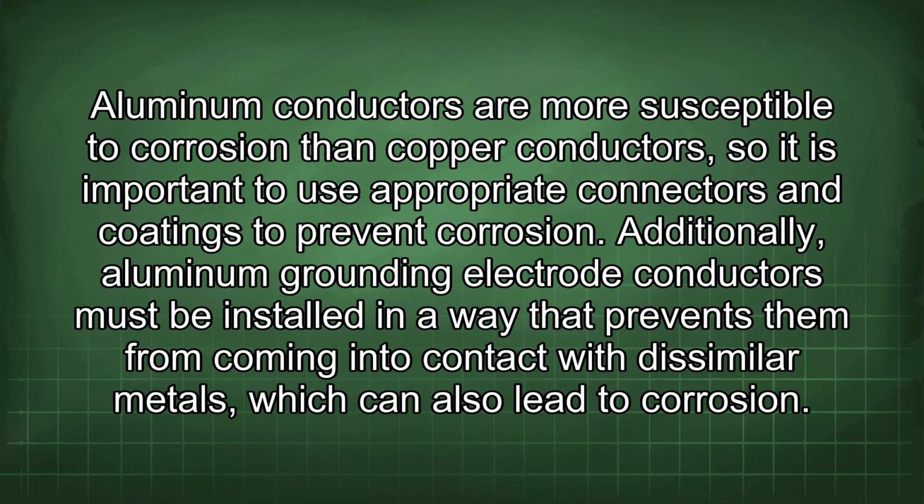Aluminum conductors are more susceptible to corrosion than copper conductors, so it is important to use appropriate connectors and coatings to prevent corrosion. Additionally, aluminum grounding electrode conductors must be installed in a way that prevents them from coming into contact with dissimilar metals, which can also lead to corrosion.